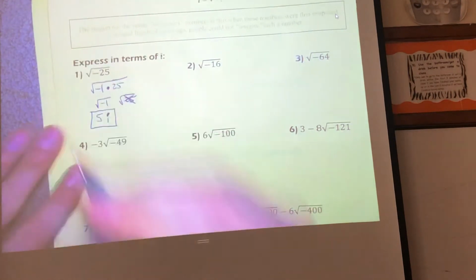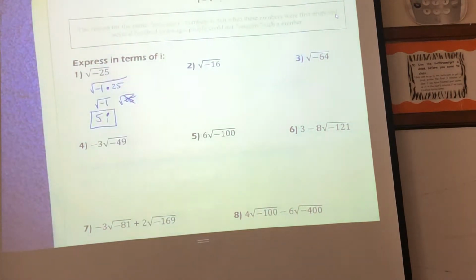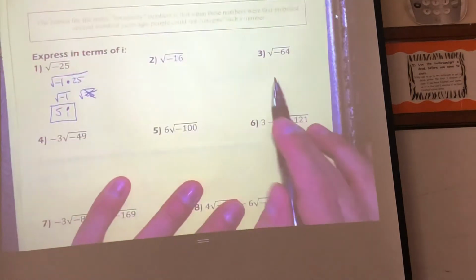So my answer would be written like this. i5 means the same thing. However, in a math textbook, on a test, on a homework, on a multiple choice question, that's how it would be written, 5i. We're going to move over to number 3.